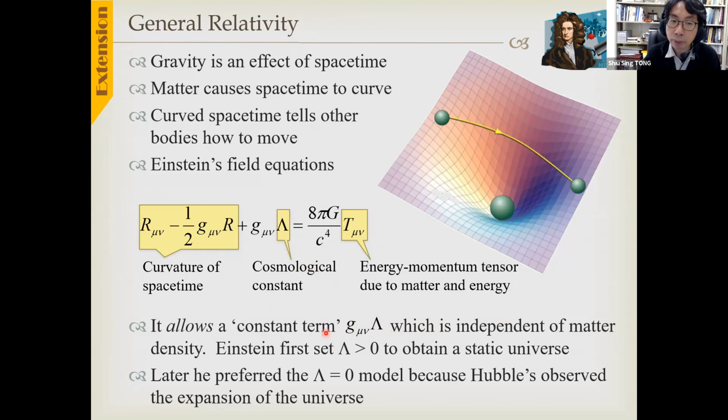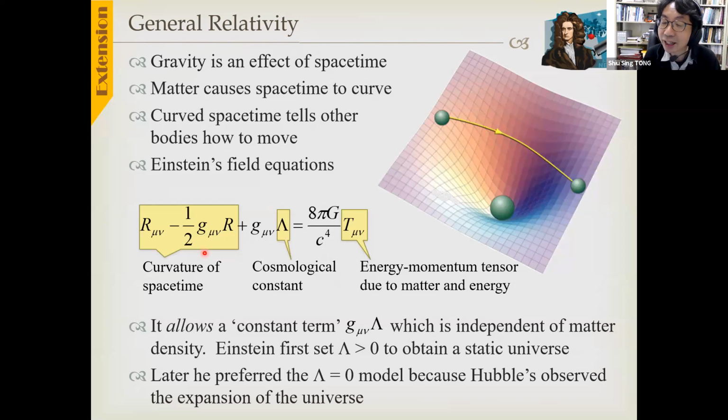The presence of this term can cause space-time to curve, but this term is not related to matter. It's independent of matter. Einstein first set lambda to be larger than 0 in order to produce a repulsive force in space-time that balances the gravitational force. By doing so, he arrived at a static universe, a universe that does not expand or contract. He used this cosmological term, whose origin is unknown, to produce a repulsive force, and that repulsive force just balances the gravitational force of matter. So these two forces balance.